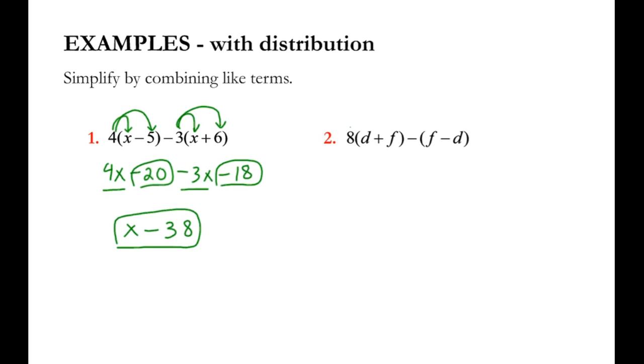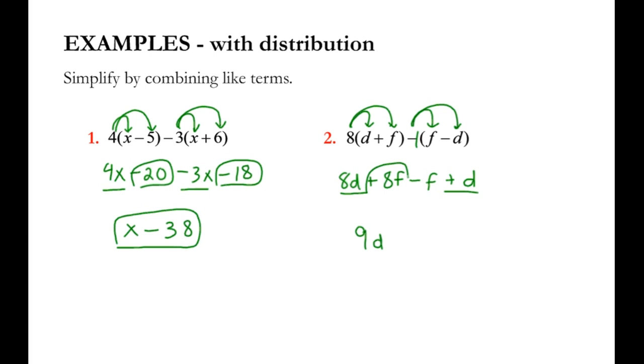Practice one more time over here. We have 8 times d and 8 times f. So 8d plus 8f. And then just note that if you ever have a minus sign in front of your parentheses, that's like distributing a negative 1. So negative f, and the negative 1 times the minus d becomes a plus d. And now I have 8d and another d, so 9d. I have 8f minus f, so 7f. And that is all.